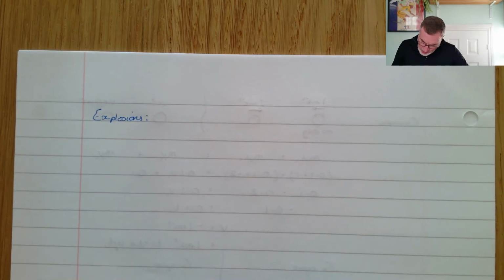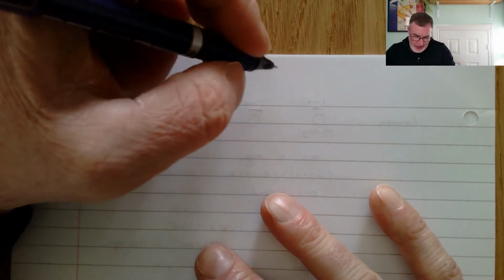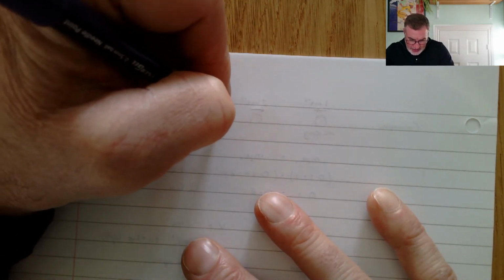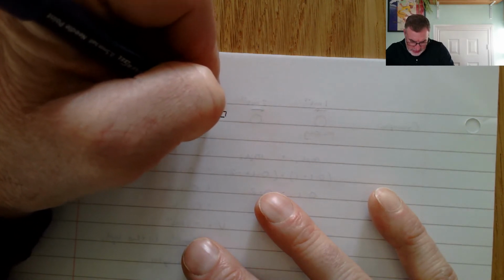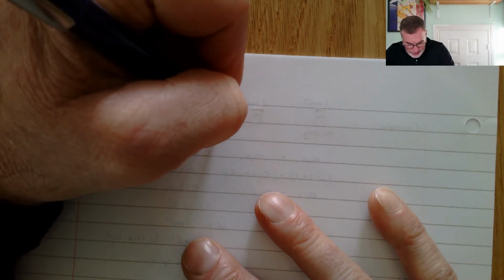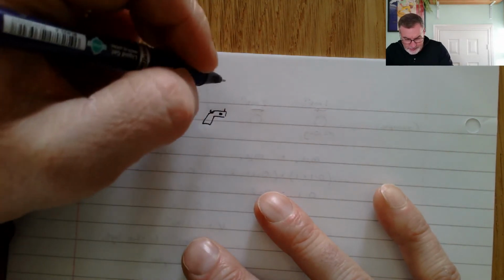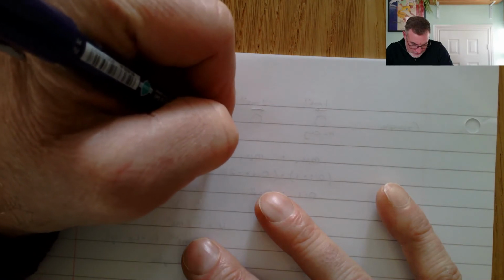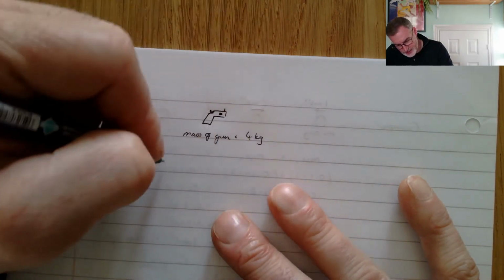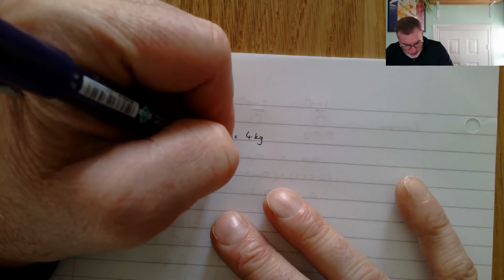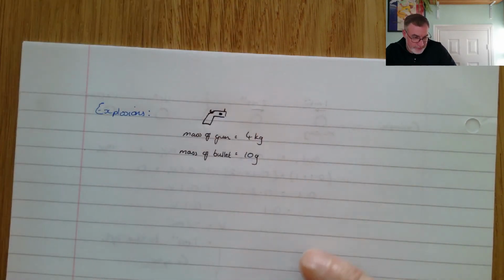Now, explosions. We can treat explosions in exactly the same way as we would a normal momentum calculation. So, for example, let's have a gun, and it's going to fire a bullet. And so the bullet is inside the gun right now. If the mass of the gun is equal to 4 kilograms and the mass of the bullet is, say, 10 grams.